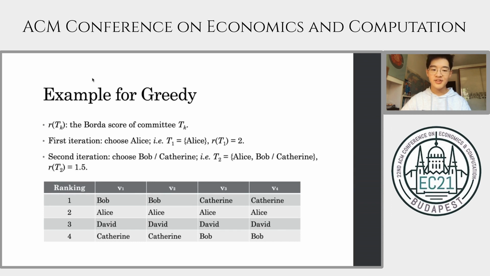In the second iteration, greedy will choose either Bob or Catherine, because choosing either of them will decrease the s-Borda score from 2 to 1.5. More interestingly, we can see that the choice of greedy is not optimal here. As we have discussed, the optimal choice here is Bob and Catherine, but greedy will always choose Alice. This reminds us that we should not expect greedy to produce the optimal result to begin with.